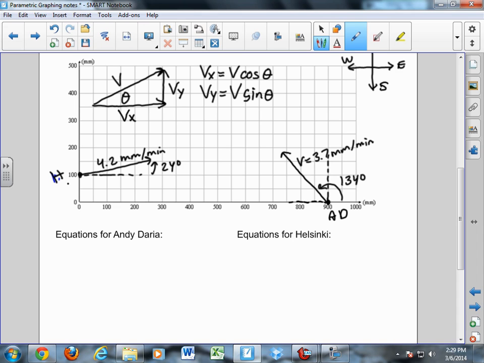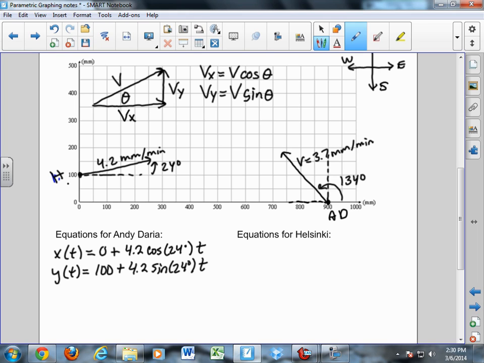So equations for the Andrea Doria. X of t is the initial x position, which is 0, plus the velocity in the x direction, which would be 4.2 cosine 24, and then t. Make sure the t goes outside of the cosine function. Y of t then would be the 100 plus 4.2 sine of 24 degrees, times t. Now, equations for the Helsinki.